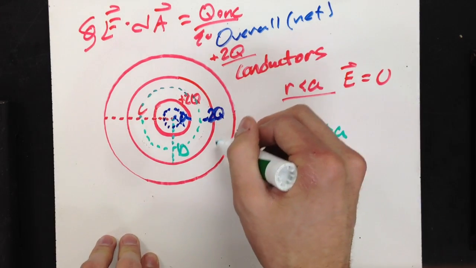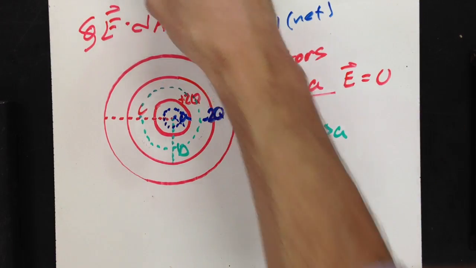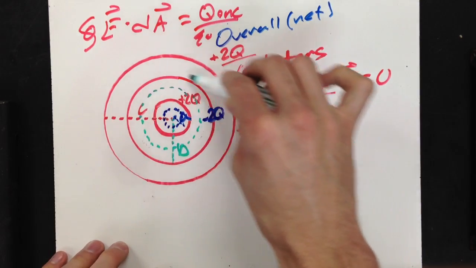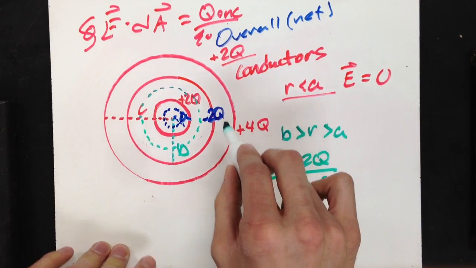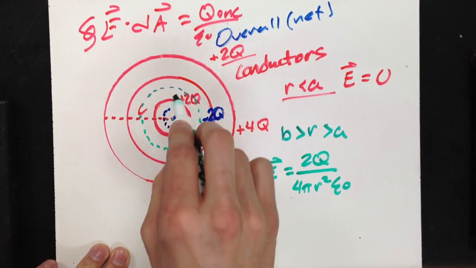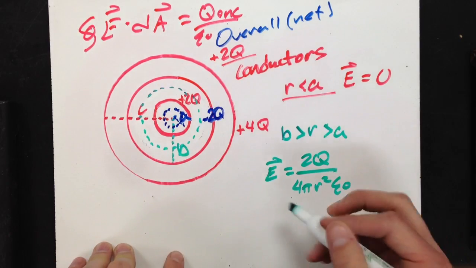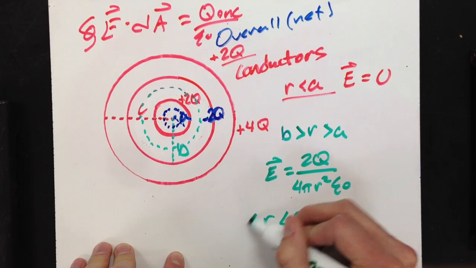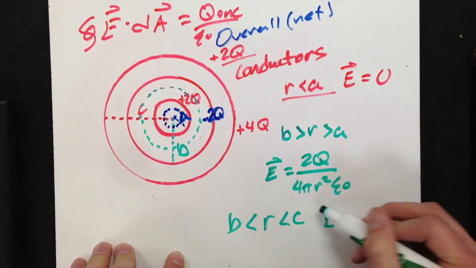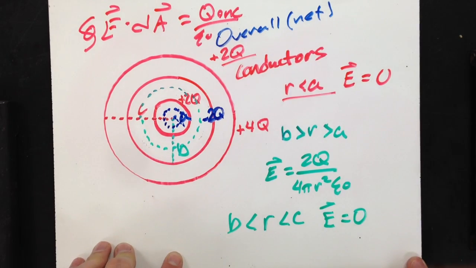Then my next region of space would be inside this conductor. And again, my q enclosed would be 0 because I would be enclosing the negative 2q and the positive 2q. So for that region, for r in between c and b, my electric field is 0.